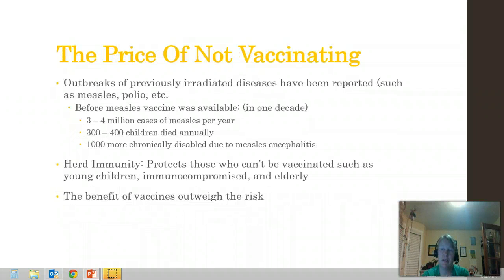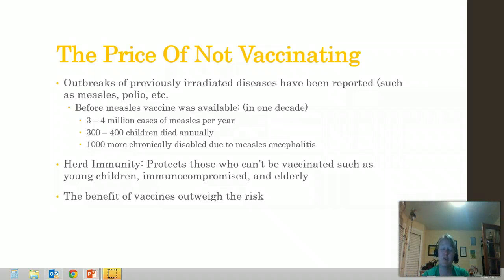So to sum up this topic, let's talk about the price of not vaccinating. The problem with vaccines is that they are so effective, we have forgotten why we needed them in the first place. Before we had the measles vaccine, there were 4 million cases of measles a year, and almost 400 children died annually. Could you imagine living in a world like that and not vaccinating against measles if that was available to you? That's the problem we see: people don't give the measles shot because they ask, what's the risk of measles? Well, people die from measles, and that's been forgotten.